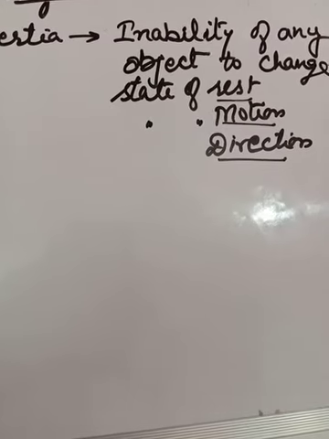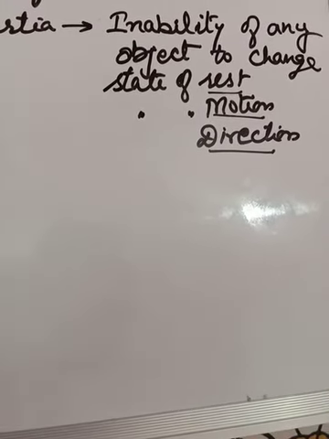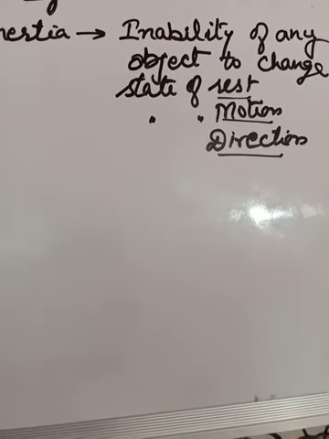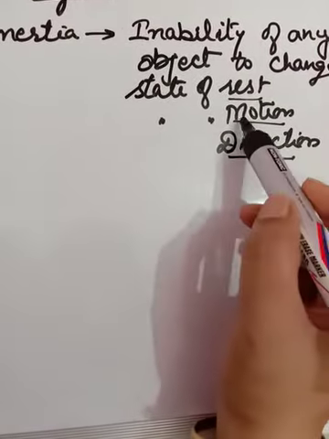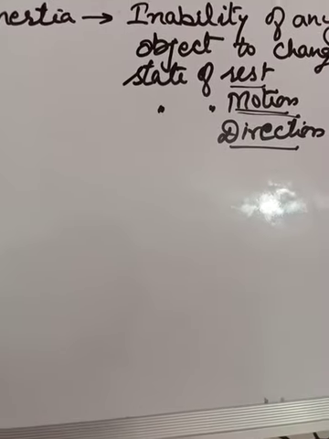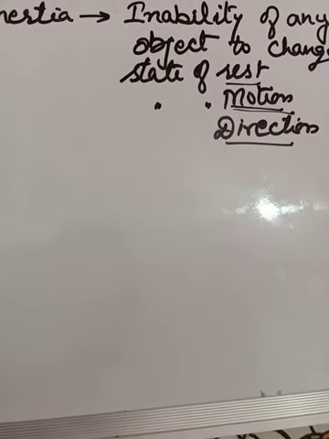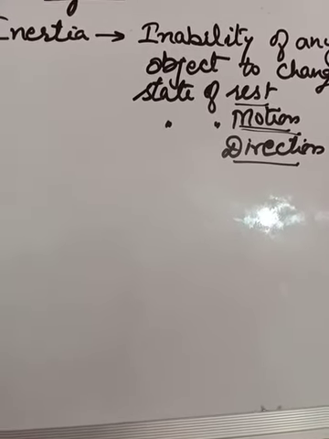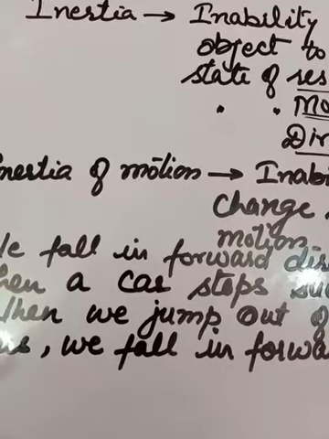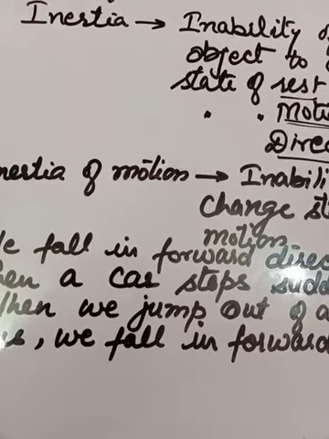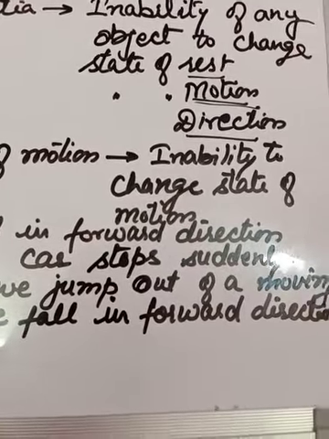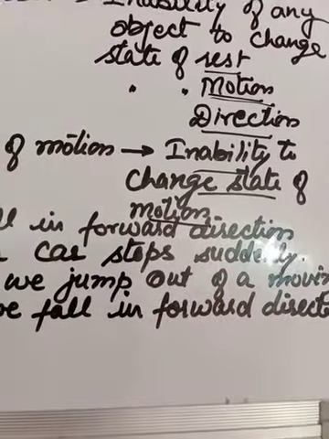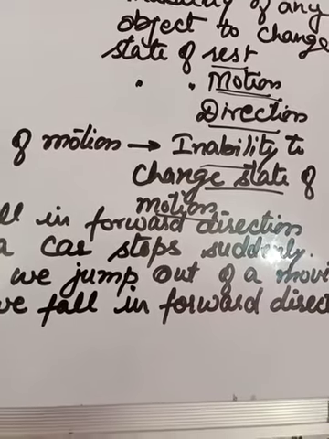Inertia of rest we have already discussed. Today we will discuss inertia of motion and inertia of direction. Inertia of motion means that any object cannot change its state of motion by itself. So it is the inability to change the state of motion. Any object that is in motion cannot change its state by itself.